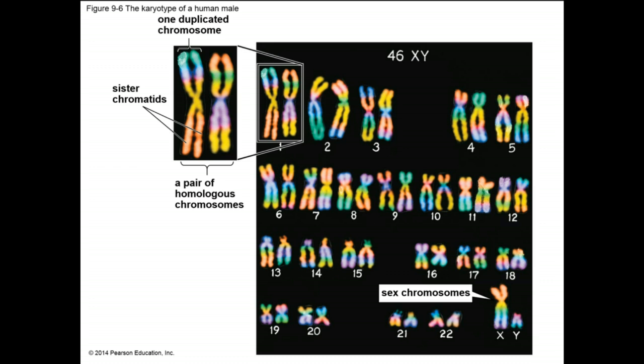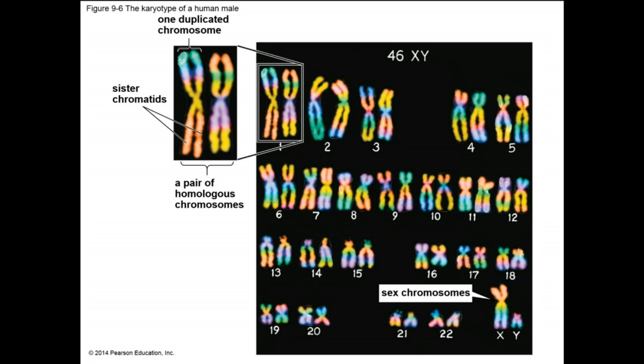A typical human cell has 23 pairs of chromosomes for a total of 46 chromosomes. Half of these chromosomes came from mom and half came from dad. 22 of the 23 pairs are called autosomes, and the 23rd pair is called the sex chromosomes. If you are male, your sex chromosomes will read X and Y as shown in this figure. If you are female, your sex chromosomes should be XX.